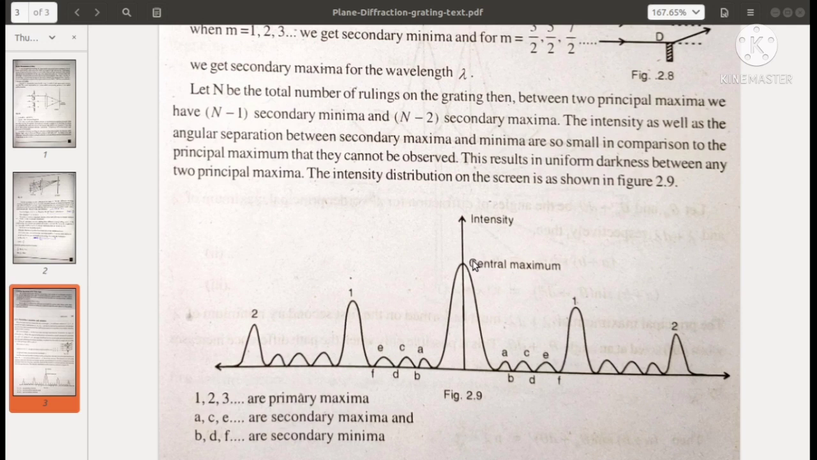For N equal to 5, N minus 1 secondary minimas means 1, 2, 3, 4, and N minus 2 secondary maximas means 1, 2, 3. So we can find out the number of secondary maximas and minimas by knowing the number capital N. So this is about diffraction grating. Thank you.